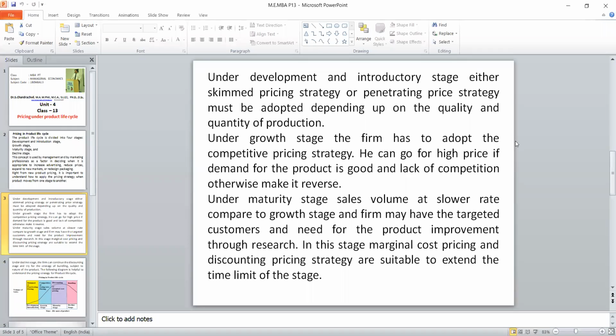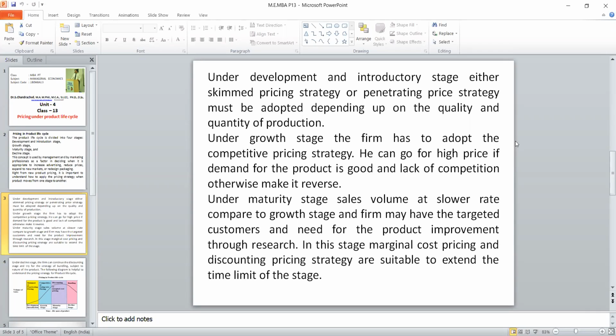What is the existing price in the market? Then how the competitor is fixing the price. So these two factors only will decide the price of your product. If a substitute of the same quality is available, that price will decide your price. That is why in this stage, competitive price strategy will be followed.